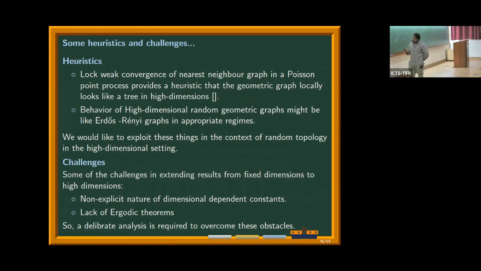There are some challenges. One of these is that the constants which depend on the dimension are no longer constants, and therefore we have to study their asymptotic behavior as well. And there is another challenge, which is the lack of ergodic theorems. These ergodic theorems in fixed dimensions help one to say that the limit exists in the asymptotic cases, but here we do not have that. So a deliberate analysis is required to overcome these obstacles.